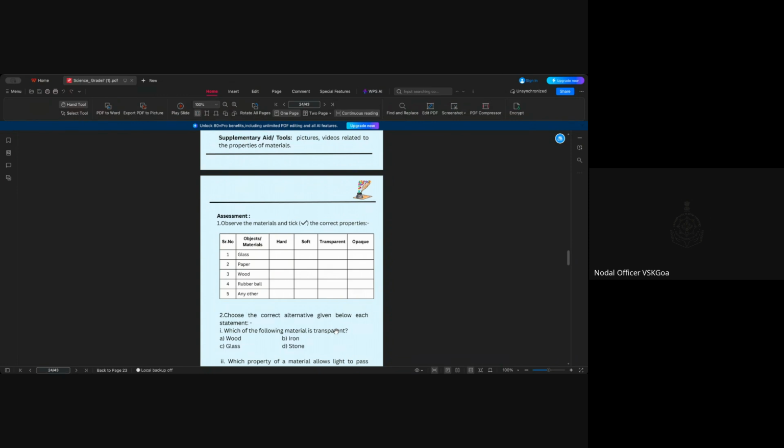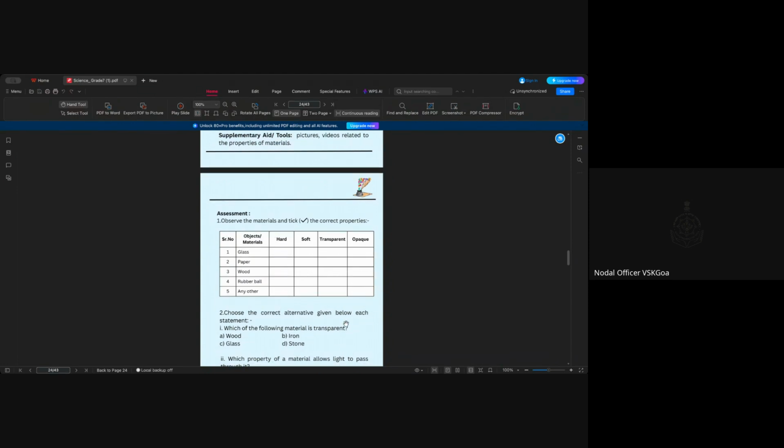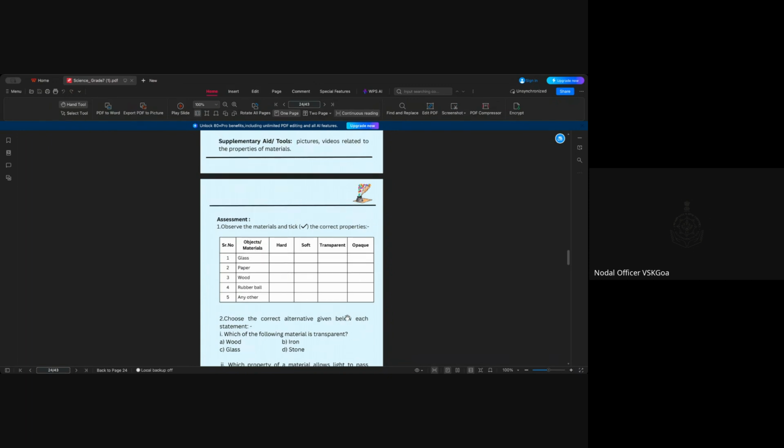Okay, with that, two questions are given just as suggestive questions. More questions can also be added, or you can have a discussion on why only certain items are hard, or why only certain items are transparent, or certain items are opaque. There can be a discussion. You can do that in a classroom setup once you take this particular activity.